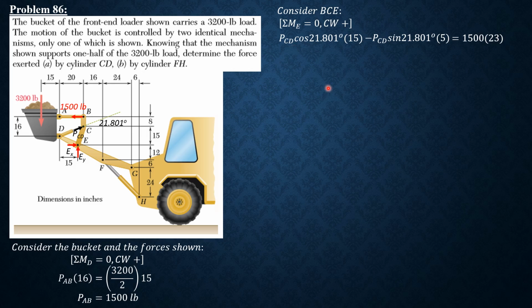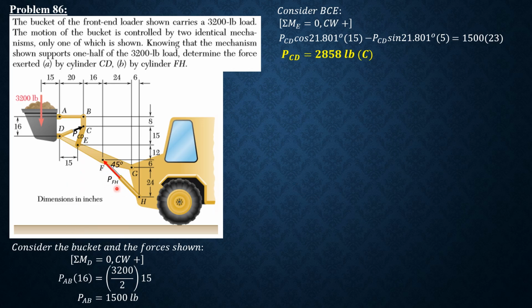So therefore, we can now solve PCD. PCD is equal to 2,858 pounds, and it is positive, so compression as shown in the figure. And finally, to solve for force in FH, we remove these internal forces, and let's consider the free body diagram shown.